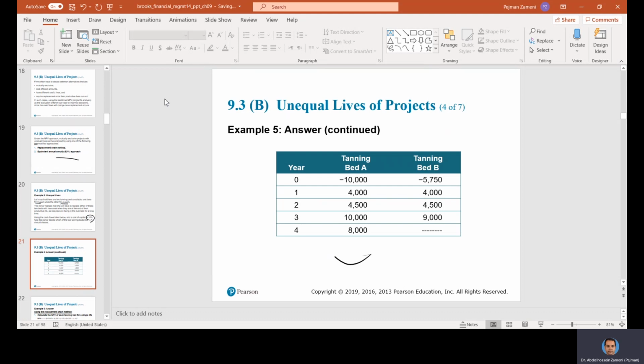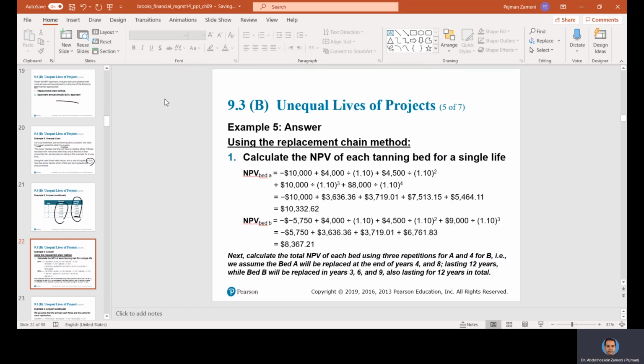Okay, these are the cash inflows and outflows that we have, and this is also the cash inflow and outflow for the second project. And as you can see, here we don't have anything. Okay, what to do? Using the replacement chain method, calculate the net present value of each tanning bed for a single life. Okay, we already have done this previously up to here. Nothing is new for us, is it? Okay, what is the next step?